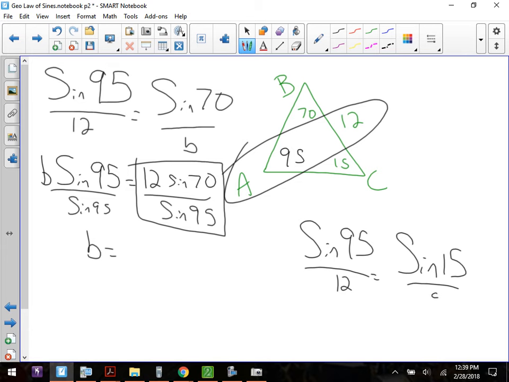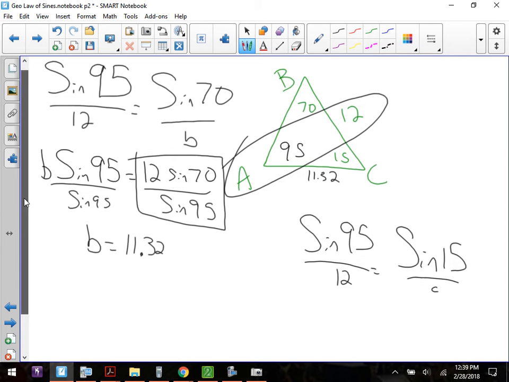So you throw that in your calculator then, with your fraction bar. I get 12 sine 70 over the sine of 95. And I'm getting 11.32. You guys agree with me on that? 11.32? So there's my little b.